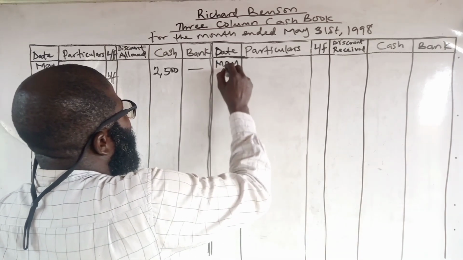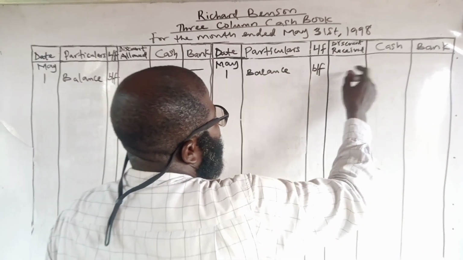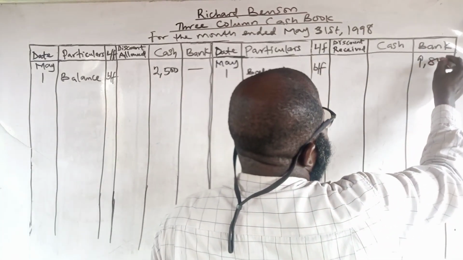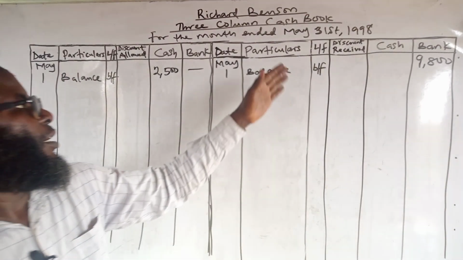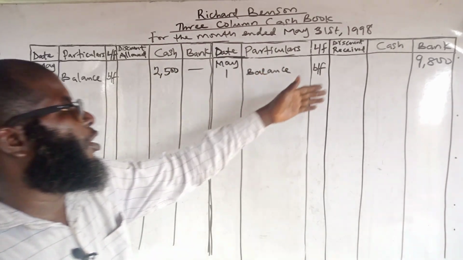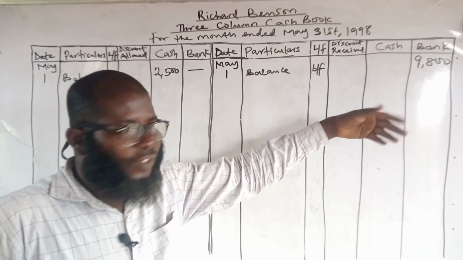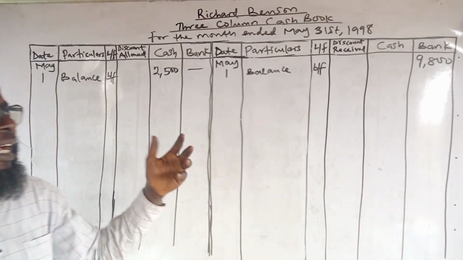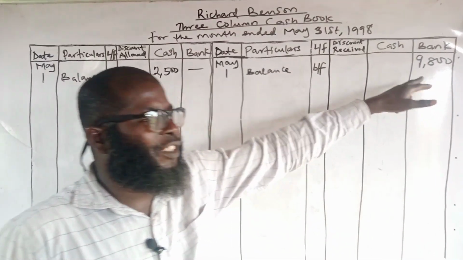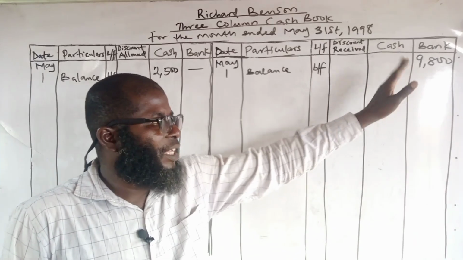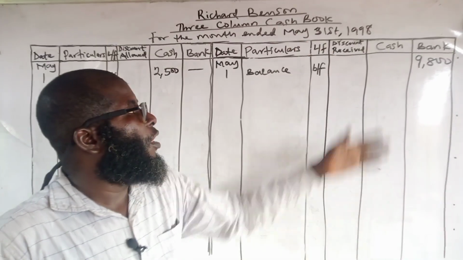Then we have bank overdraft 9,800 naira. Come here, May 1st. Then we have balance brought forward for the bank, 9,800 naira. This simply means that Richard Benson is owing the bank 9,800 naira, meaning that he withdrew more than what he had in his bank account as at April. Therefore, this will represent balance brought forward. That is the reason we have it on the credit side. It's a credit balance. Aside from that, this is an unfavorable balance.